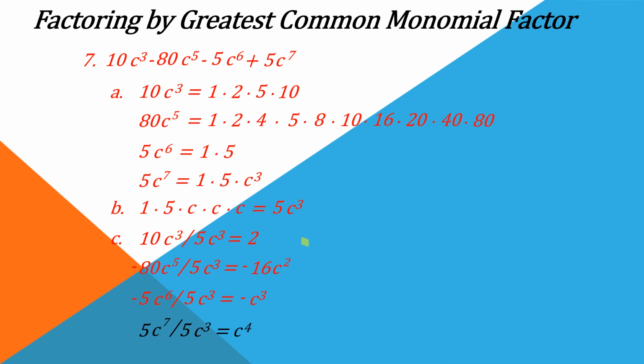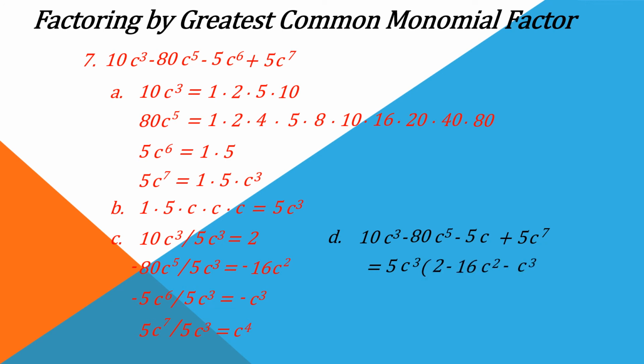We will combine all these terms, carrying the sign of each term, multiplied by our greatest common factor, and that is our final answer. 10c cubed minus 80c to the fifth minus 5c to the sixth plus 5c to the 7 is equal to 5c cubed multiplied by 2 minus 16c squared minus c cubed plus c to the fourth.